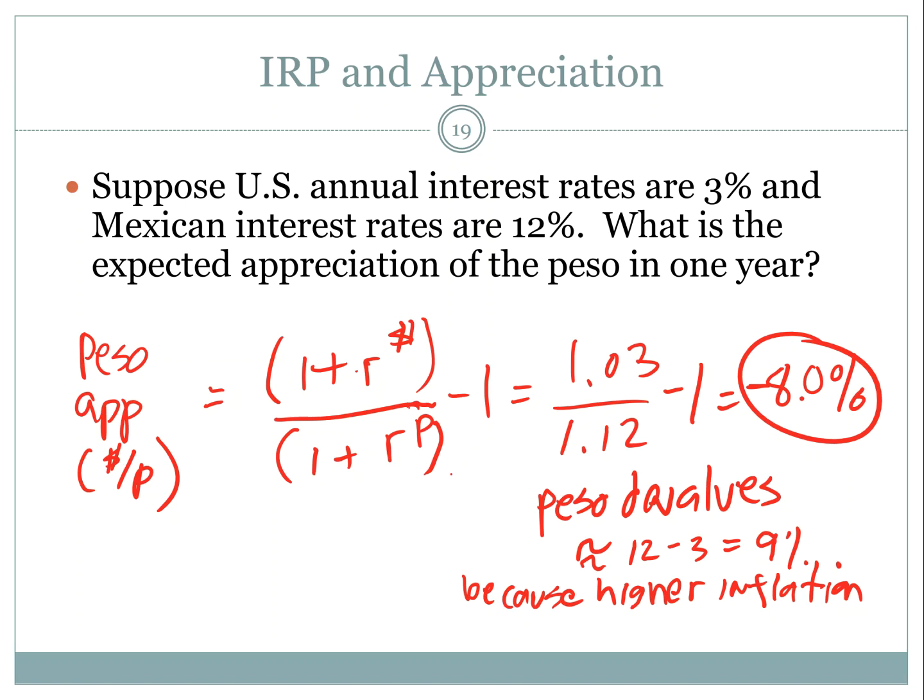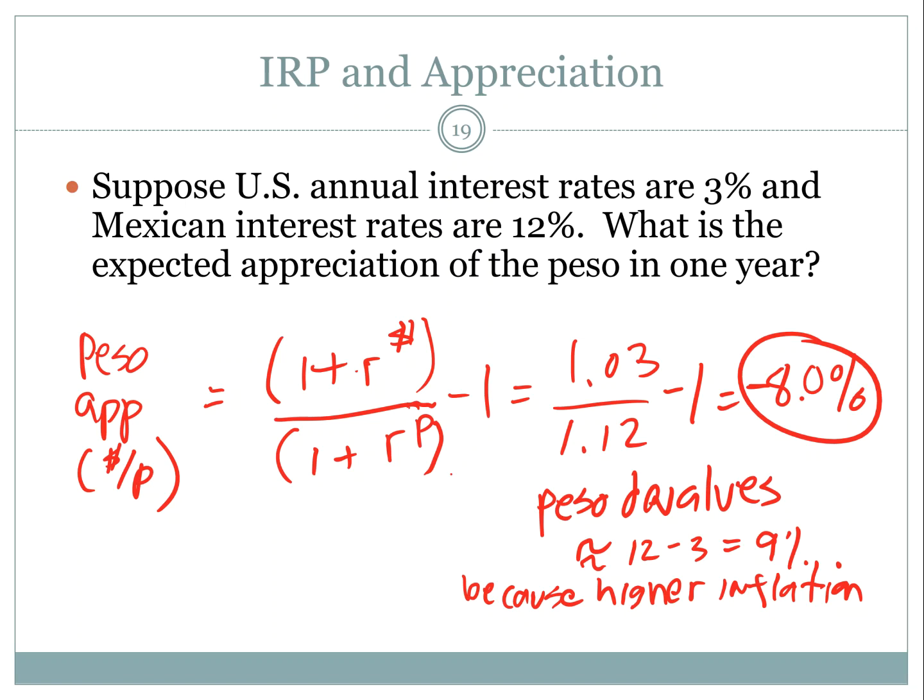Now, here's the big question. How do I know to put the U.S. interest rate up here and the Mexican one down here? That's the hard part of this problem. And the answer to the question is, what did I ask? Did I ask you about what's going to happen to the peso, or did I ask you about what's going to happen to the dollar? I asked about the peso.